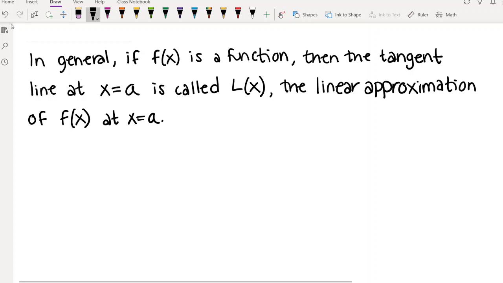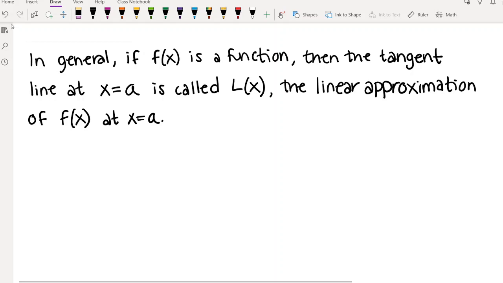Because the tangent line is different depending on what point you're doing it at, right? So this is just saying that if you find a tangent line at a particular value of x, so in the last example we did, we were at x is equal to 4, then that would be the linear approximation of your original function at x is equal to 4 in the example we just did.